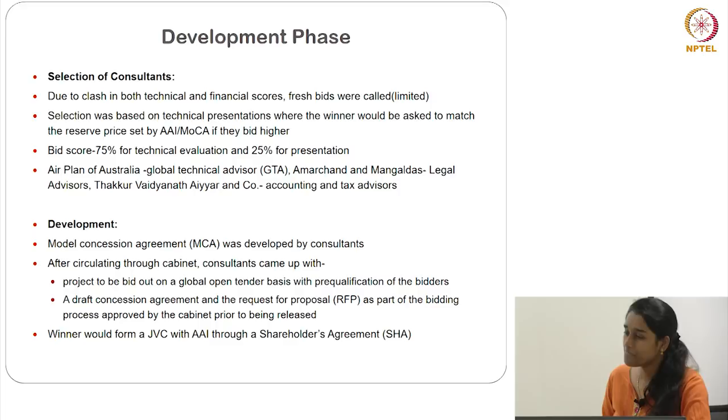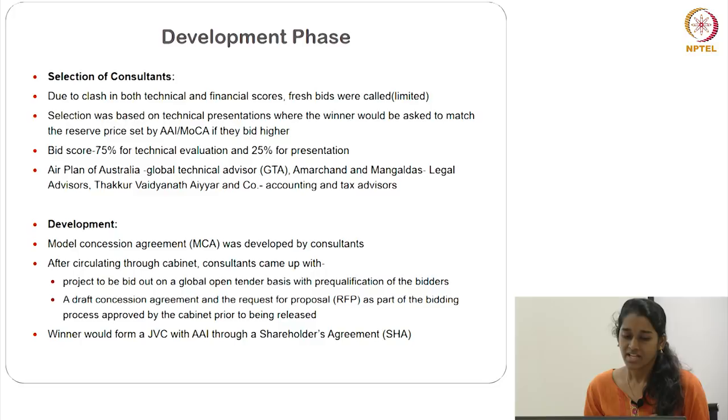And finally, they came up with one certain rule set: the project for the development should be done on an open tender basis with pre-qualification of bidders, and a request for proposal as part of the bidding process should be approved by cabinet prior to being released, and some other prerequisites were mentioned by the consultants.